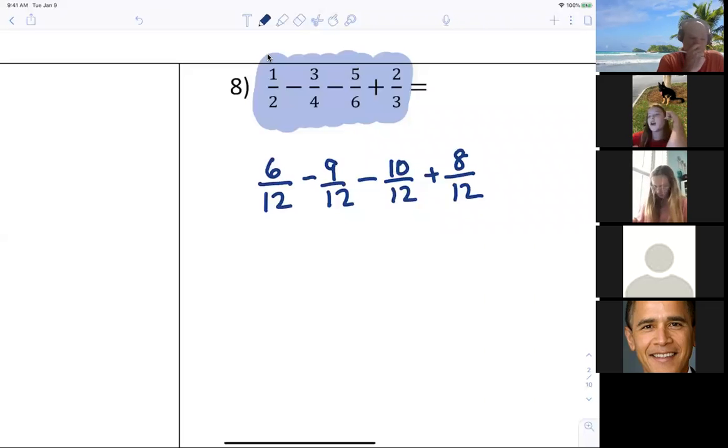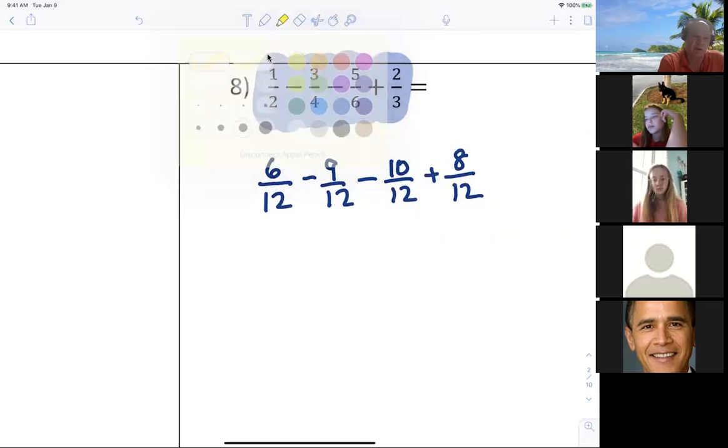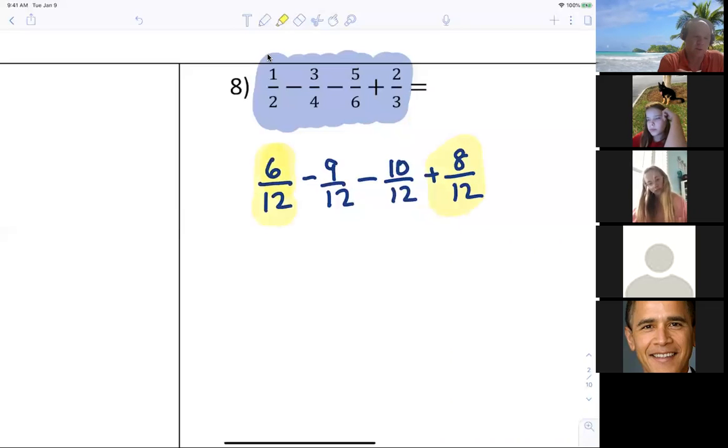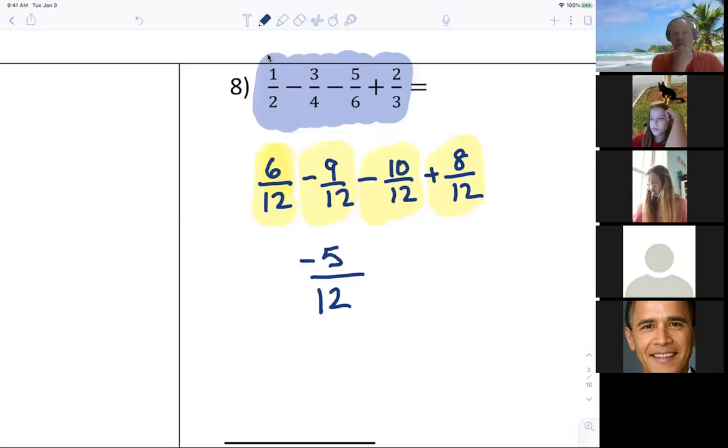All right? Now, in my opinion, it would be better if I just did 8 plus 6, 14. Does everybody see that? 14 minus 9. 5. 5 minus 10. Negative 5. That's correct. Negative 5/12. Come on, that's not too hard. Now, it doesn't matter if you do 6 minus 9 minus 10 plus 8, it's the same. Okay?